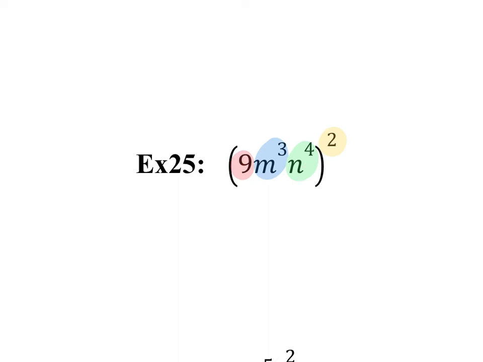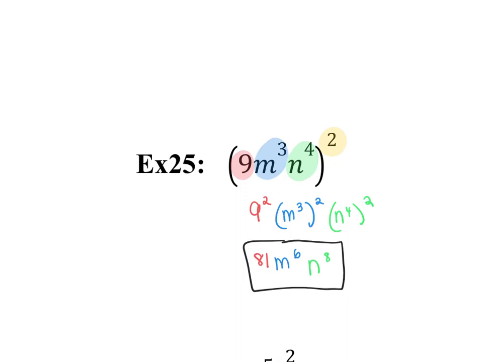So I'm going to think of it as like 3 mini math problems. So I have 9 being raised to the 2nd power, I have m to the 3rd being raised to the 2nd power, and then I have n to the 4th also being raised to the 2nd power. And now I'm going to do each of these out. So 9 to the 2nd means 9 times 9, which is 81. M to the 3rd to the 2nd, power to a power I can multiply, and I'm going to get m to the 6th. And then n to the 4th to the 2nd, power to a power I can multiply, and get n to the 8th. So my final simplified answer would be 81 m to the 6th, n to the 8th.